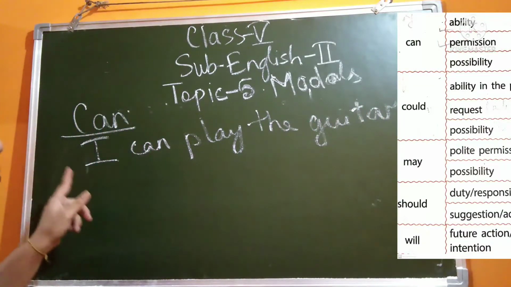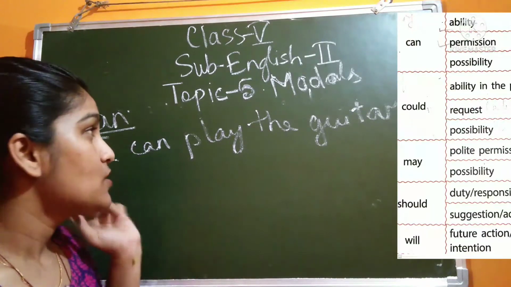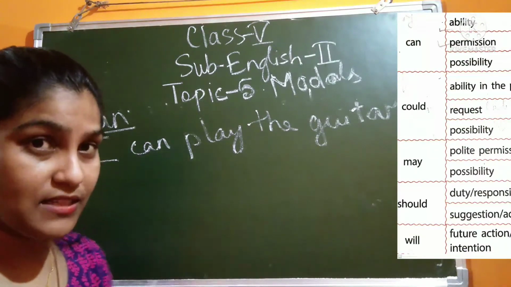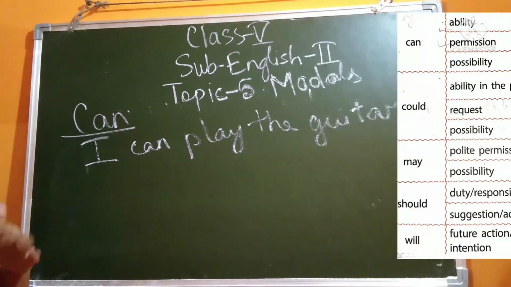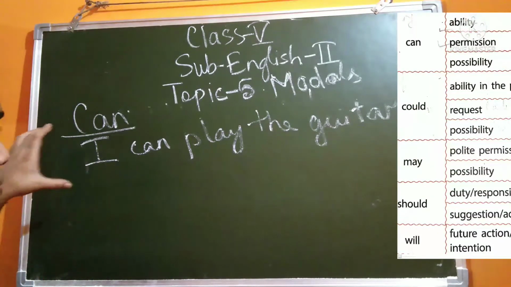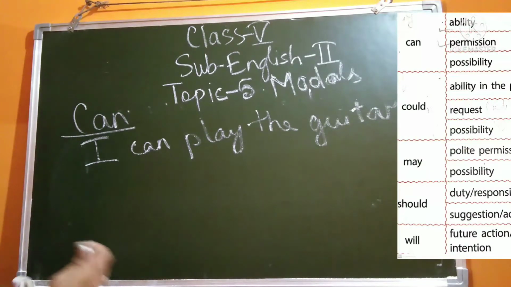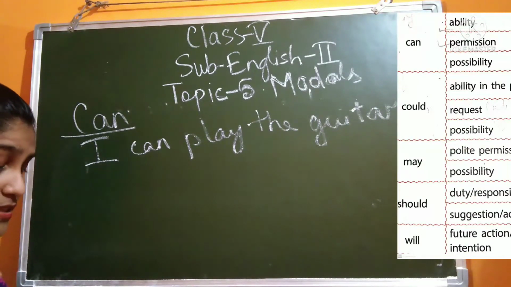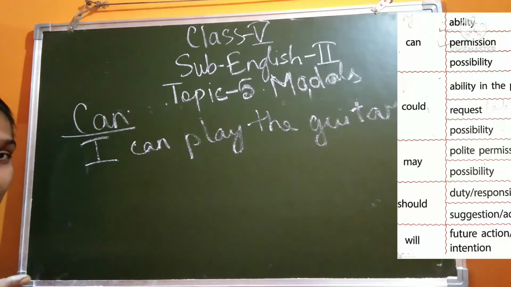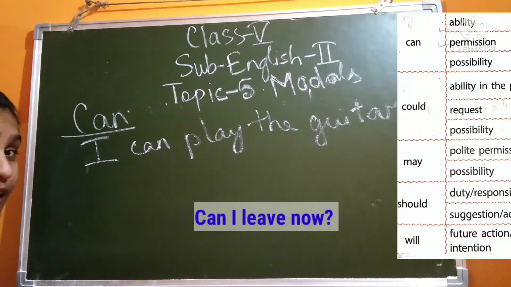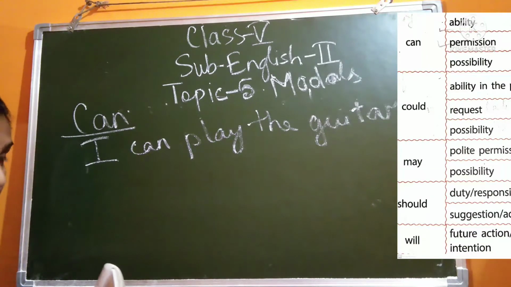And also if we use here, I can't play the guitar, it tells us about inability, right? So if we make it negative, we will learn negative later. Now we will learn about the main uses of can, could. So this is what? Ability. Next is permission. Permission, you can leave now. Or if we ask as a question, can I leave now? So this is what? Permission.